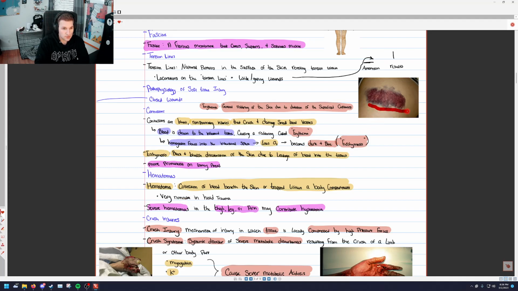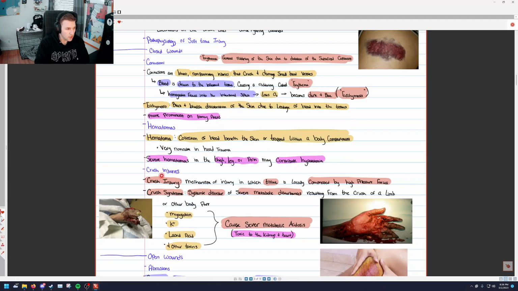As you can see here, there's a little blue outline, and we still have pretty O2-rich blood in our ecchymosis appearance. We have our hematomas. It's just a collection of blood beneath the skin. Contusion, hematoma, pretty interchangeable.